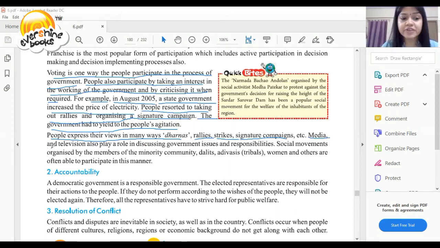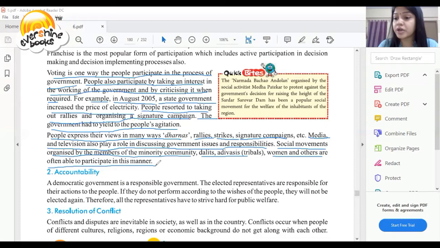Media and television also play a role in discussing government issues and responsibilities. Social movements organized by members of minority communities, Dalits, Adivasis, women and others are often able to participate in this manner. So, voting is a good example of participation in the government.